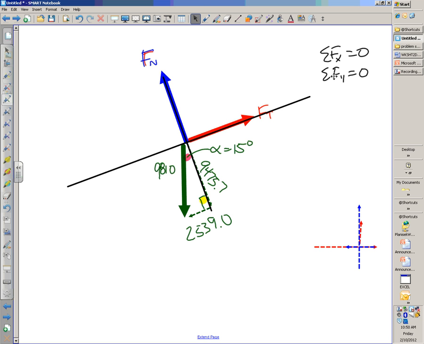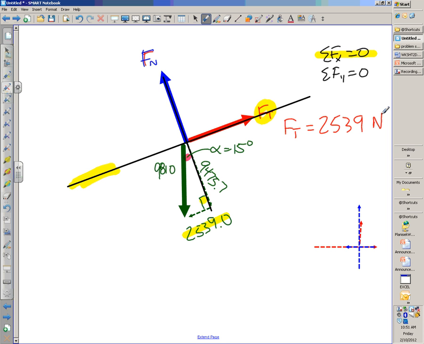If you look at the horizontal axis in this problem, this one right here, there are only two forces that exist along that horizontal axis. There is the horizontal component of gravity and the tension force. If there are only two forces acting along that x-axis, and we know that the net force on the x-axis has to be 0, that means that the tension force in this case has to be equal to 2,539 newtons, give or take some sig digs.